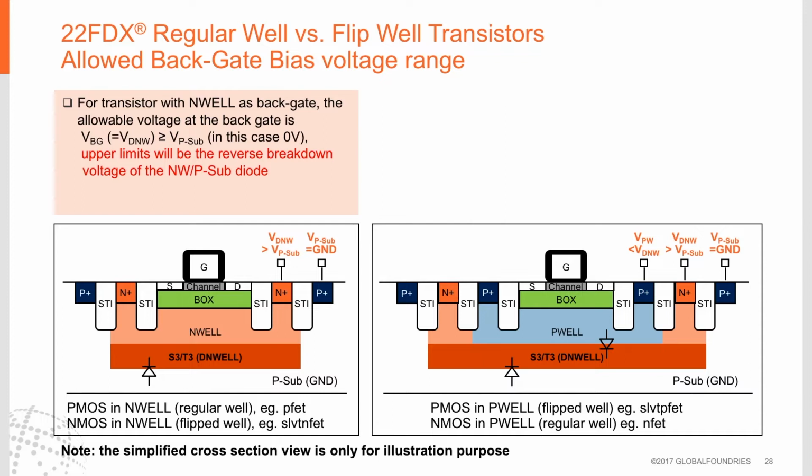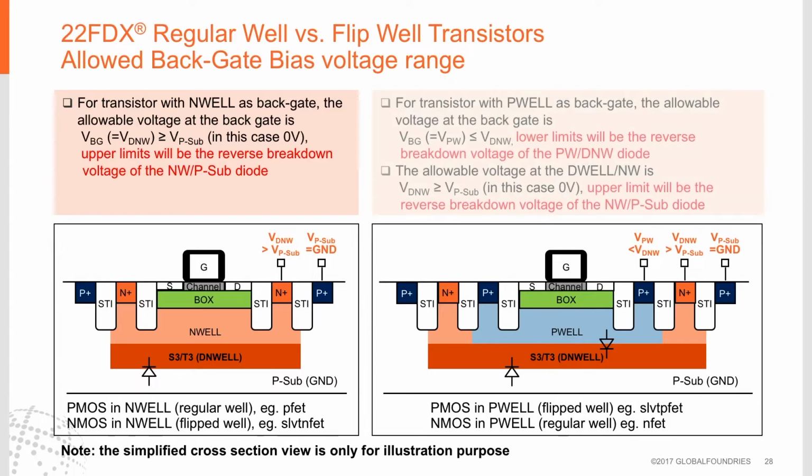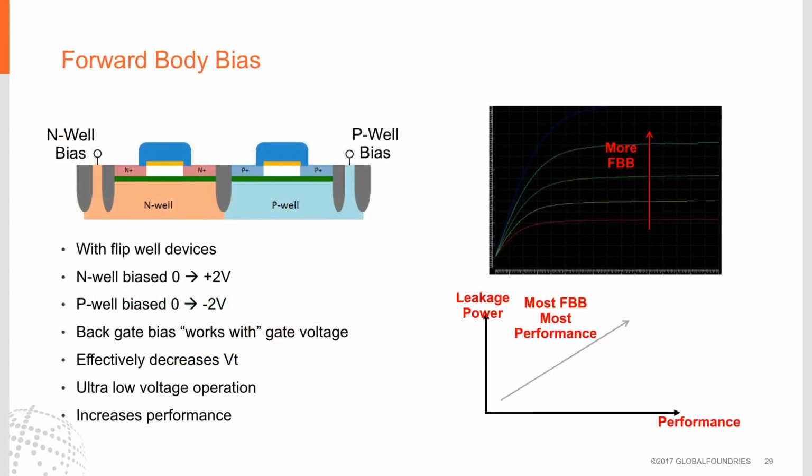In this case, we add a P well. Depending upon whether or not the device above the P well is a PMOS or an NMOS device, it could be either a regular well device or a flip well device. We also have an additional diode between the P well and the deep N well. And we have to take precautions to make sure that that diode does not get forward biased between P well and deep N well. And also we have to be cautious that we do not forward bias the diode between the deep N well and the P sub.